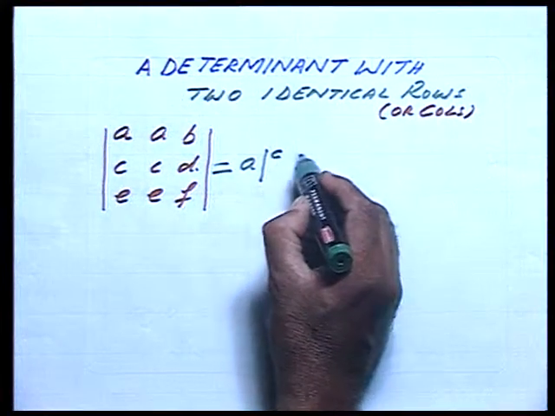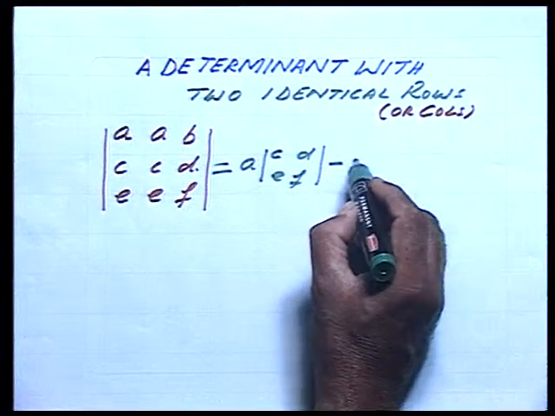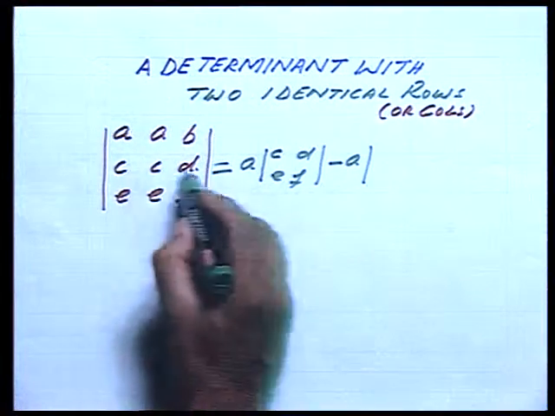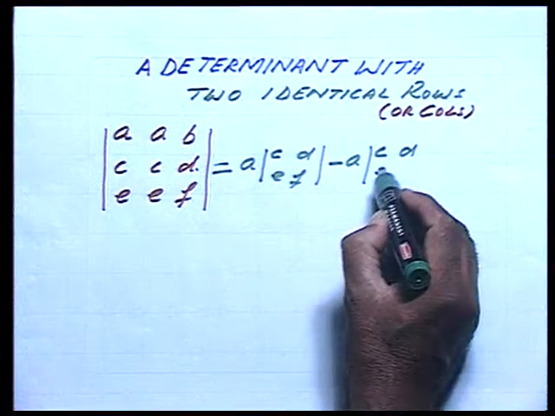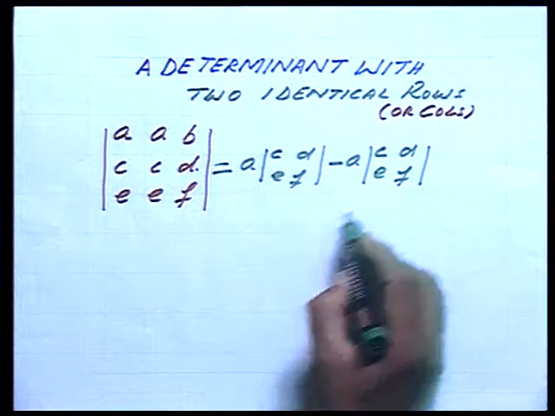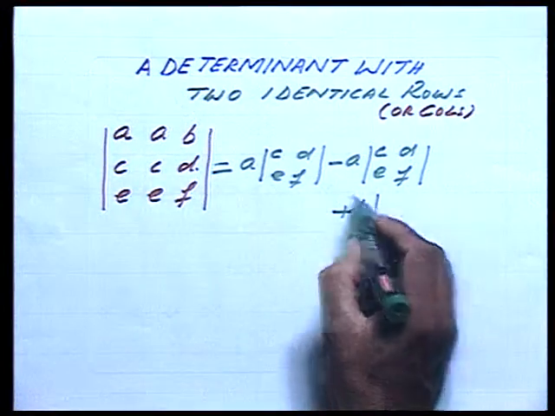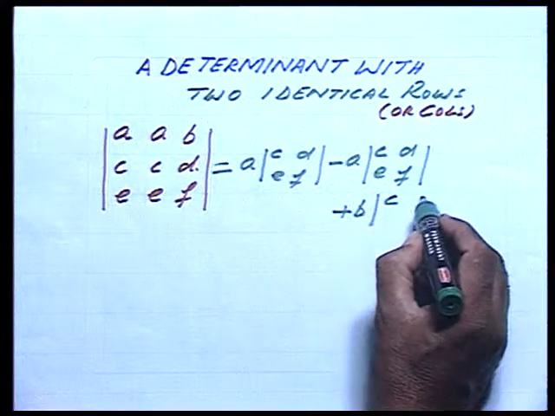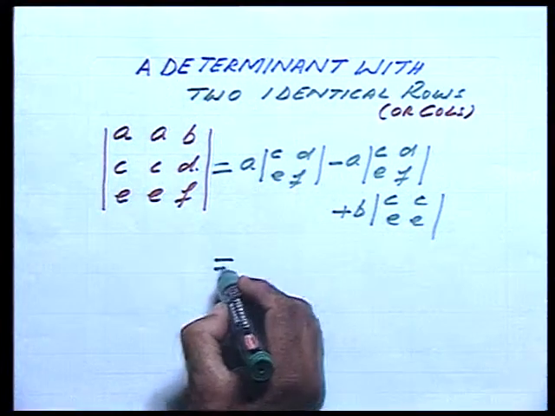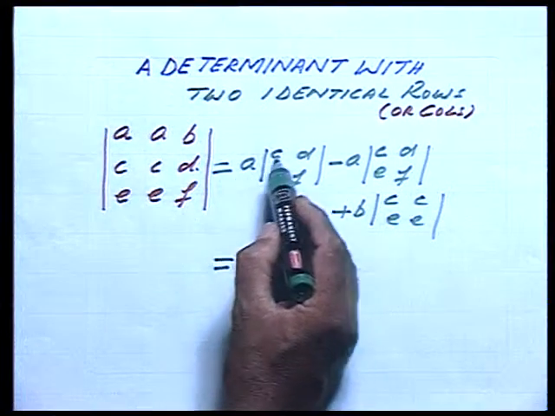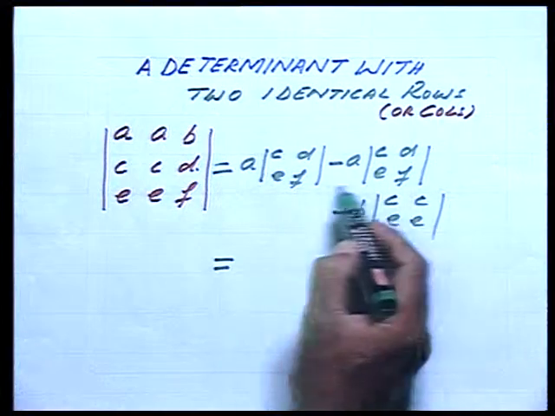a, c d e f, minus a, c d e f, and plus b, c c e e. What do you see here? A times the determinant c d e f, minus a times c d e f, subtraction, this is going to give you 0.